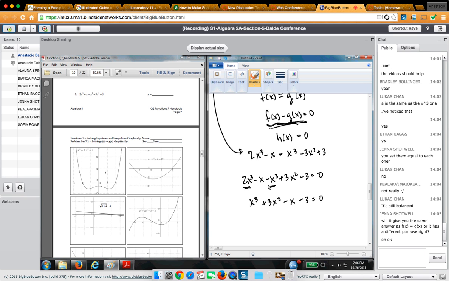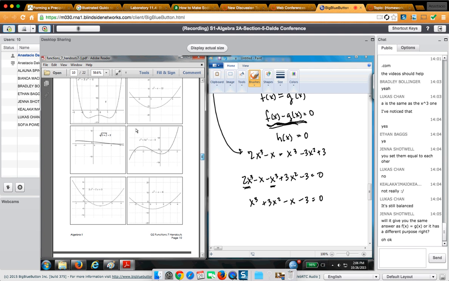And then look, they gave me the graphs for a few of these things. One of the graphs they gave me was this guy right here: x cubed plus 3x squared minus x minus 3. And what was I trying to do? I was trying to find the zeros. You can see over here that the zeros are at x equals negative 3, negative 1, and 1.